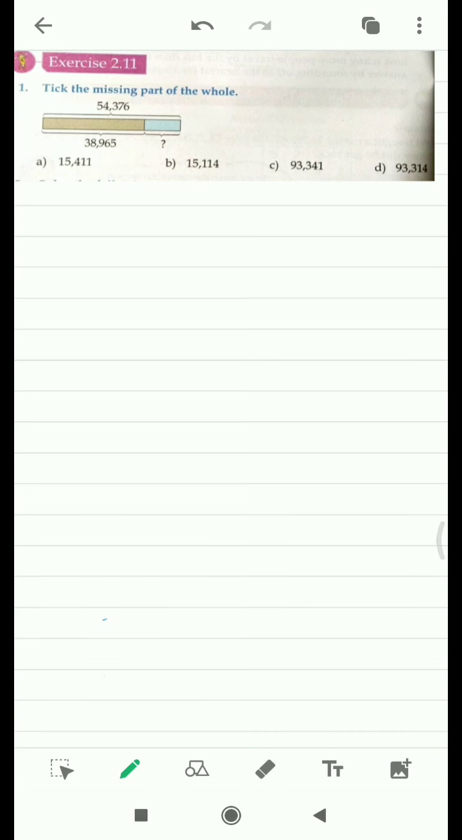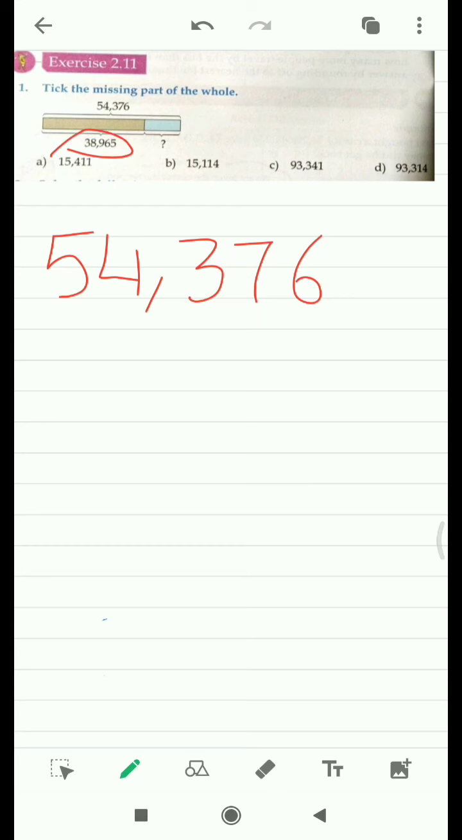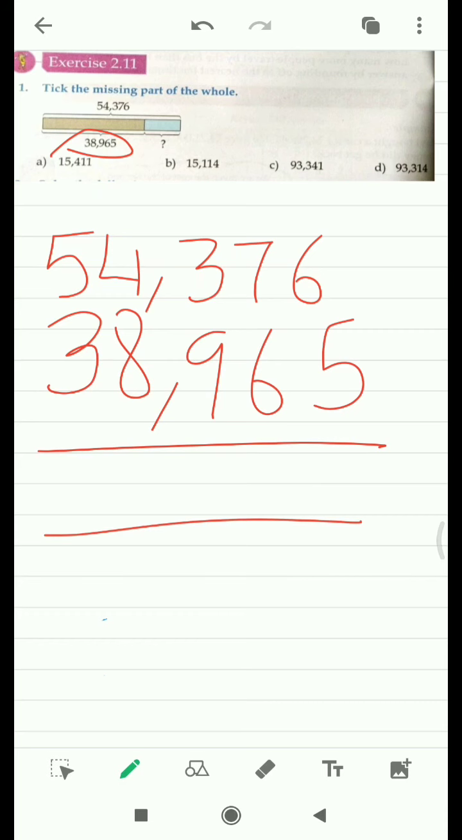Here you have the whole part. The full part is 54,376 and the part that you know is 38,965, and you have to find the other part. You can find it by removing this part, right? You know the full part and the part we already know of it. We have to remove it from it. Now remove means what? Whenever we remove, we take out something. That means subtraction. Whenever you remove or take out something from the whole, that means you are removing it or taking out. That is subtraction.